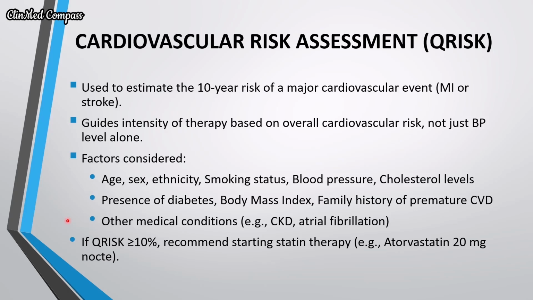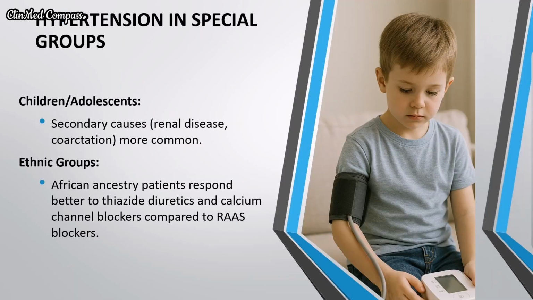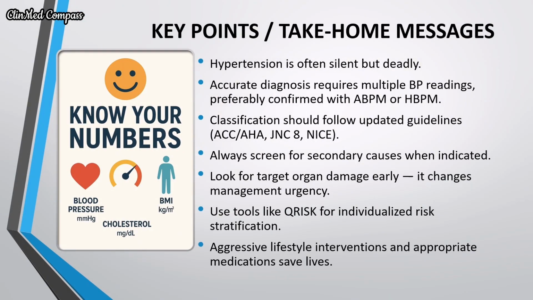Other conditions like chronic kidney disease or atrial fibrillation are also factors to be considered. If the QRISK score is 10% or more, guidelines recommend initiating statin therapy such as atorvastatin. This approach ensures treatment is comprehensive and risk-based. Let us wrap up with some essential take-home messages. Hypertension is often silent but deadly. Accurate diagnosis requires multiple blood pressure readings, ideally confirmed with ambulatory or home blood pressure monitoring.